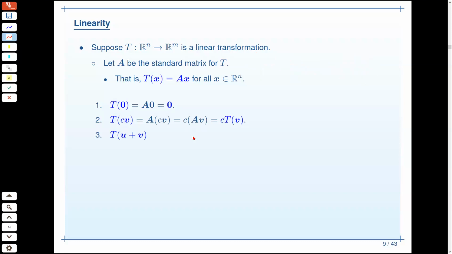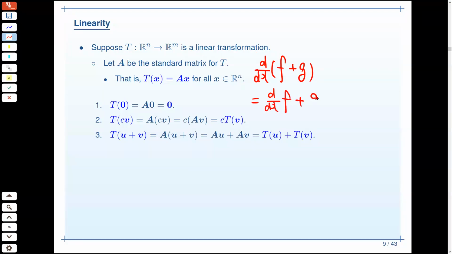Now how about the sum? T of u plus v is A times u plus v. Now for matrix multiplication, we have the distributive law. So this is Au plus Av, which is Tu plus Tv. So you can also split the sum. Also, this is the same as the differentiation: d/dx of f plus g is the derivative of f plus the derivative of g. In the future, you'll see that differentiation is also a linear transformation, but the vector spaces are different. Anyway, the linear transformation will satisfy the following three conditions.